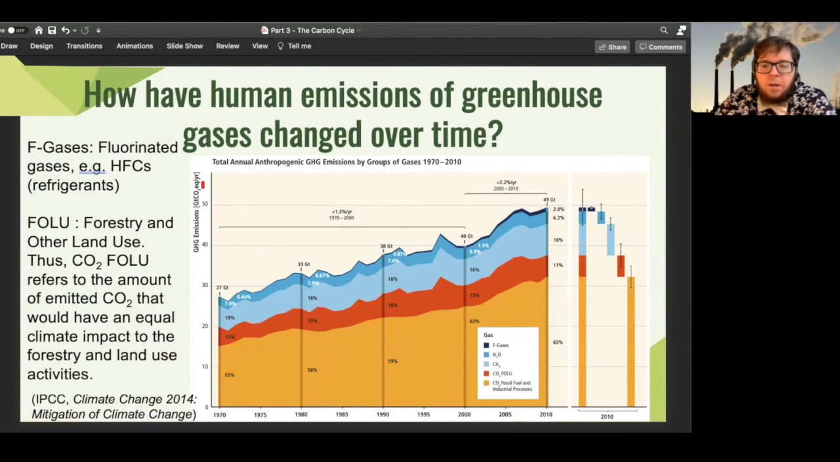Followed by, in the darker blue, N2O, which I believe is nitrous oxide, but there's a chemist on the call who can correct me if I get that wrong.